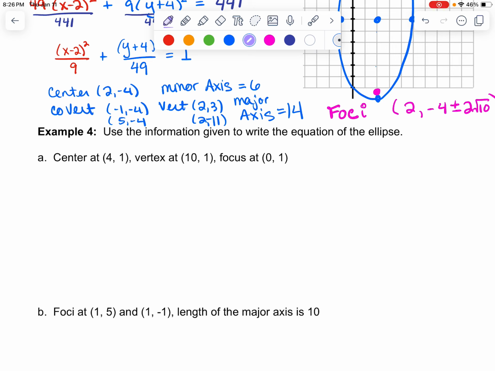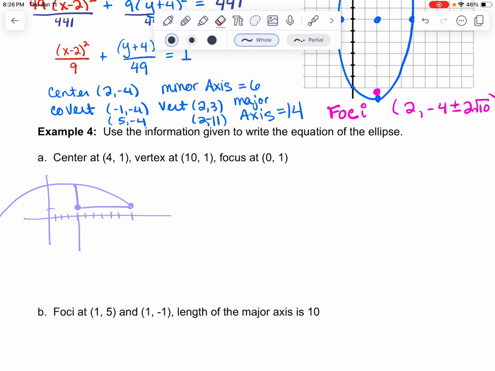Okay, so I'm seeing 10, 1, so I want to make sure I have enough space to get there. So 1, 2, 3, 4, 1 is my center. 5, 6, 7, 8, 9, 10, 1 is my vertex. Remember, it goes around my center. Oh, what a terrible sketch. Good enough, it's going to work. I don't know how far up and down it goes, but I could measure from here to here to figure out my major axis. Okay, it was really terrible. I'm going to fix it a little. There we go. That's better.